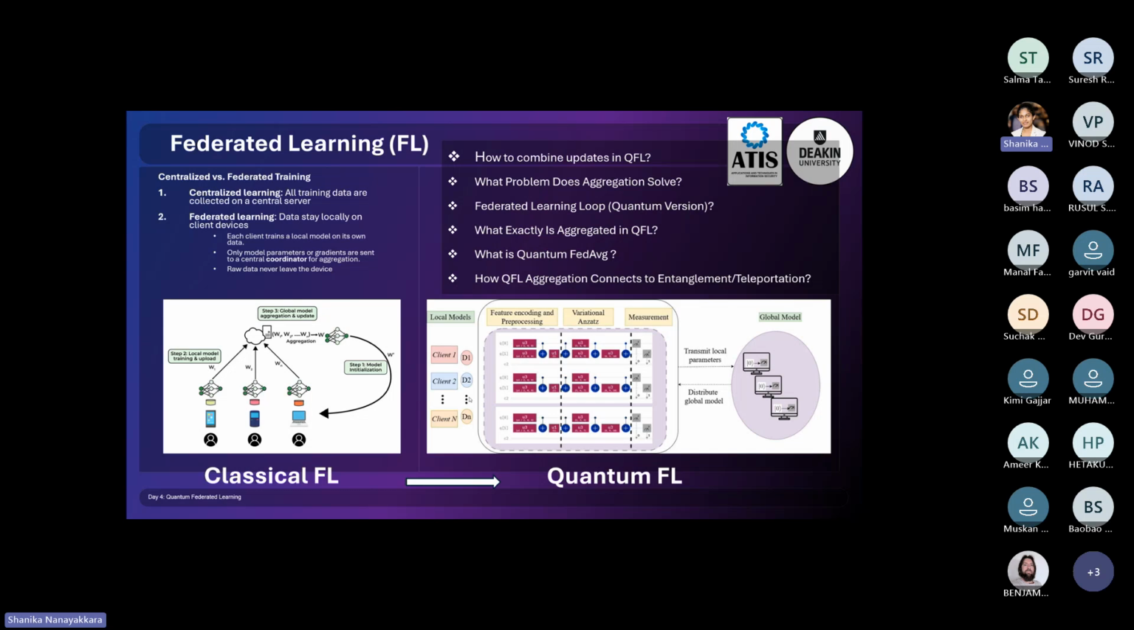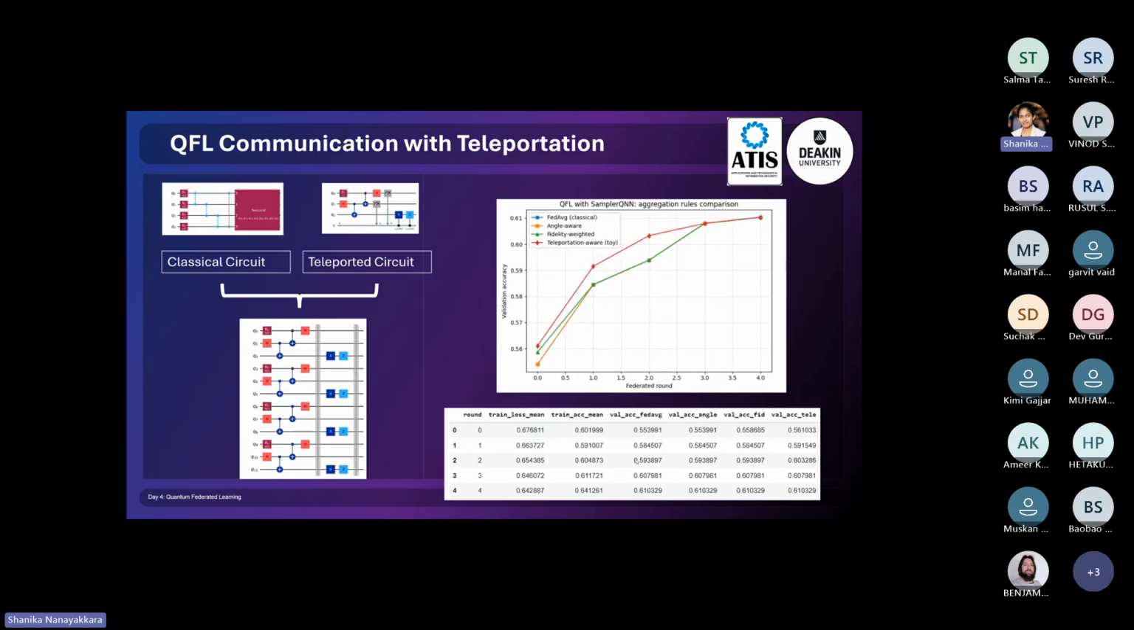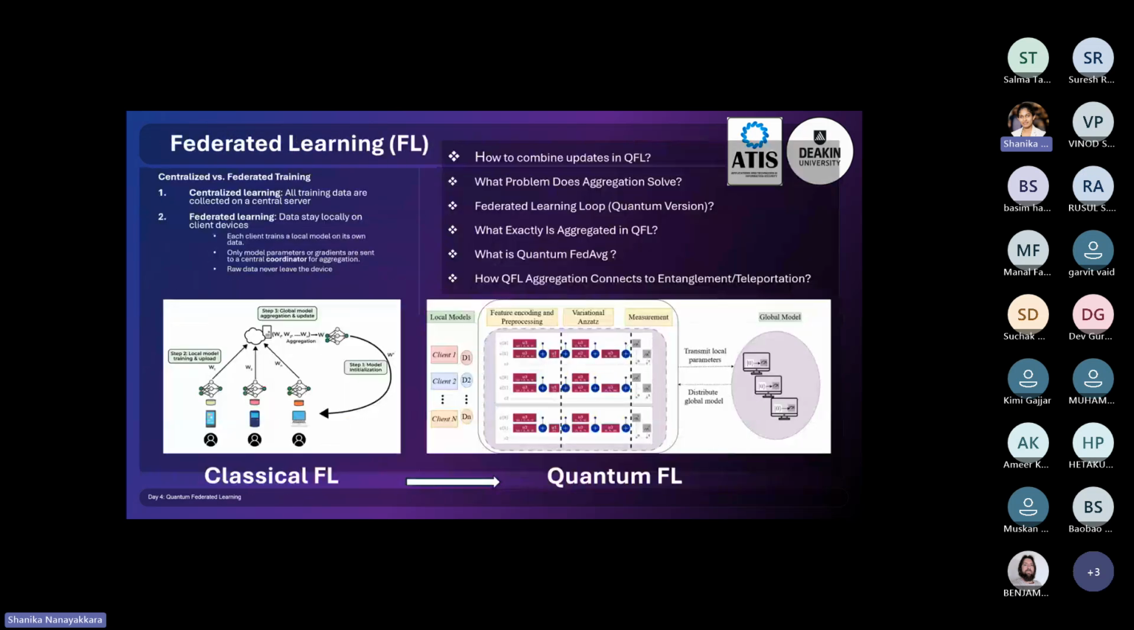So each client builds its own quantum model, and then instead of sending classical gradients, in quantum federated learning, clients can send rotation angles, circuit weights, quantum kernel features, or even teleported quantum states if you are using entanglement. So the server collects these parameters and performs quantum-compatible aggregations.